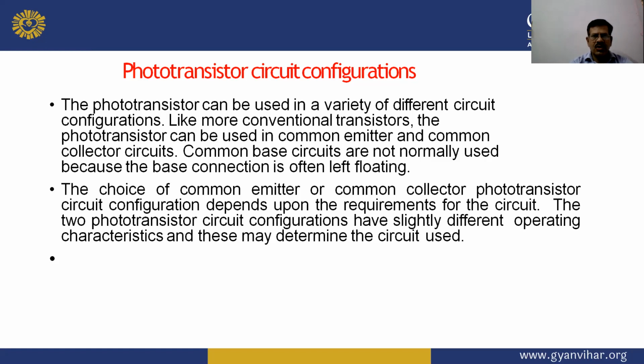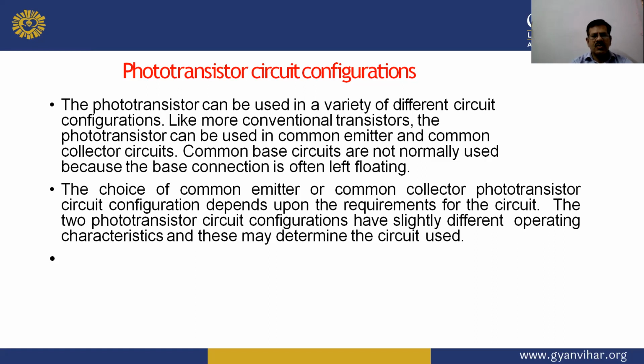There are only two types of connection generally used in phototransistor circuits. One is the common emitter and the second is the common collector circuit. In a normal PNP or NPN transistor, three modes of configuration are generally used. The first is common base, the second is common collector, and the third is common emitter.